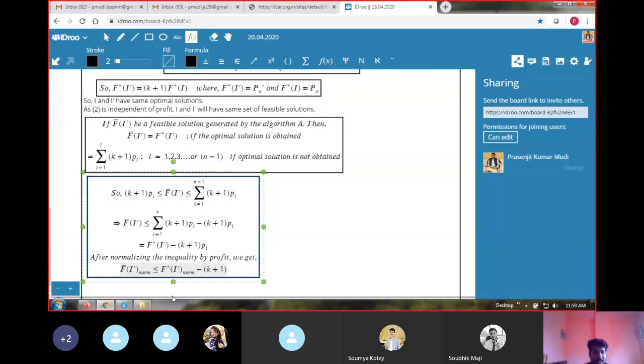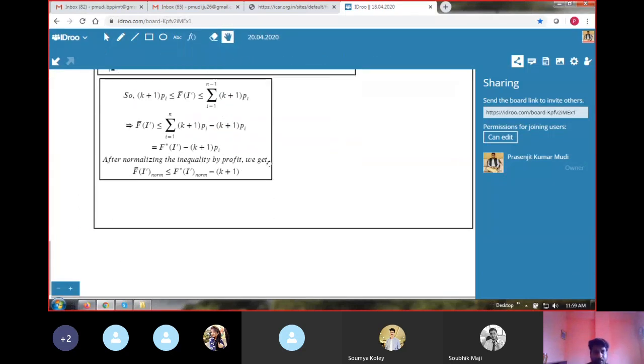Okay, so this f dash, not my f, this f dash is the feasible solution. So the feasible solution may be in terms of the maximum profit, or if I normalize it by profit, then it will give us the 1-0 vector. Okay, so next what we have is k plus 1. So next we have the revised model.